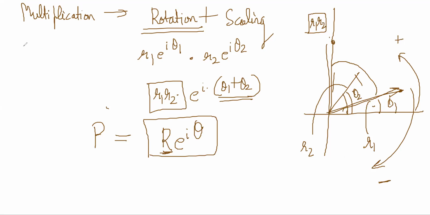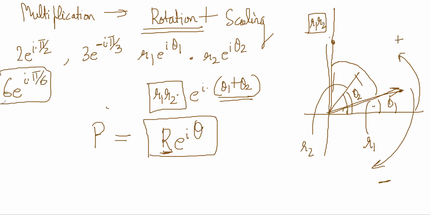So if I had 2 e power i pi by 2 and 3 e power minus i pi by 3, it will just be 6 e power i (pi by 2 minus pi by 3), which is 90 minus 60, so 30. This is my answer. You understand? It is very easy if you think of it in polar form, Euler form, correct?